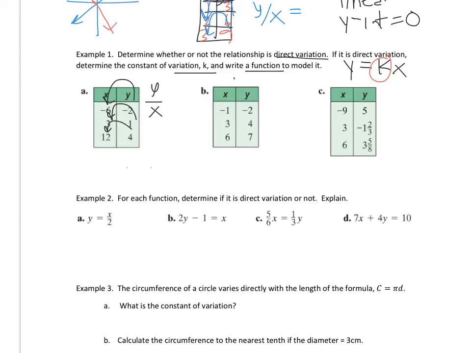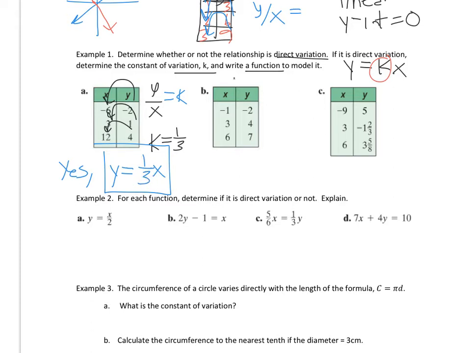When I do negative 2 divided by negative 6, I get 1/3. 1 divided by 3 is 1/3. 4 divided by 12 is 1/3. Therefore, k is 1/3, and yes, it is direct variation. My equation is y equals 1/3 x. So once you find your k by doing y divided by x, that is your slope.